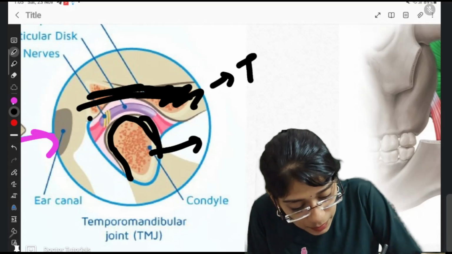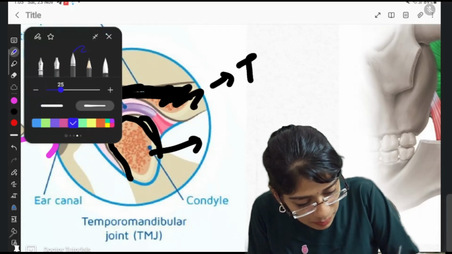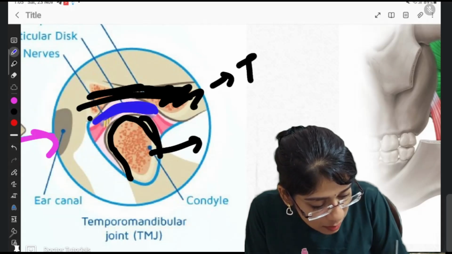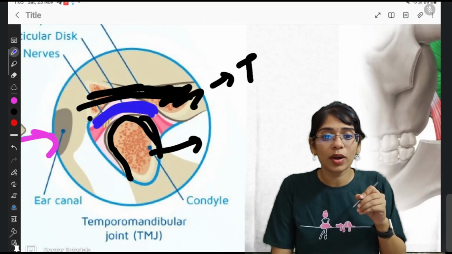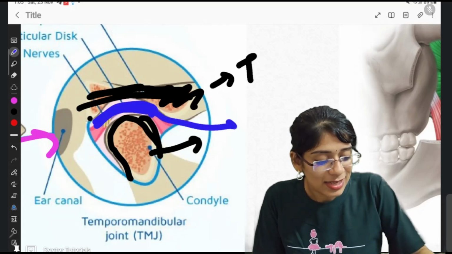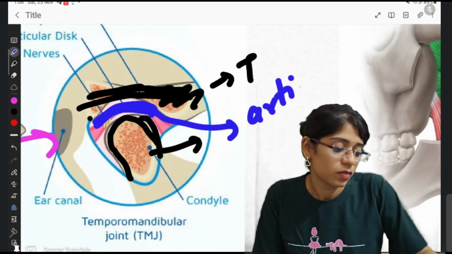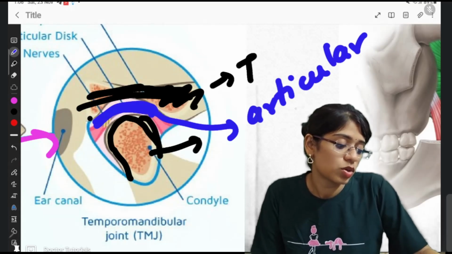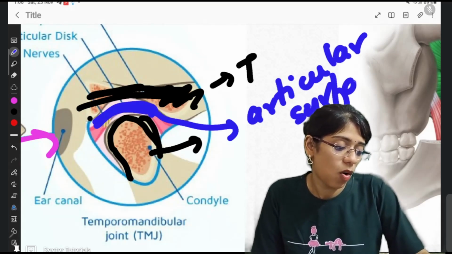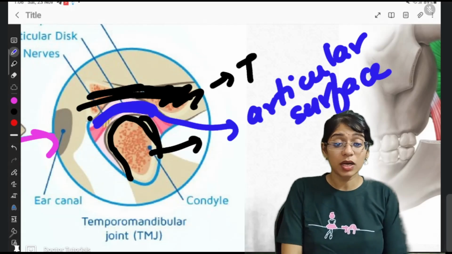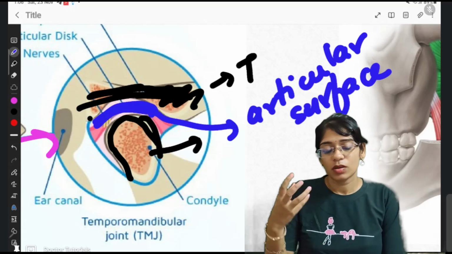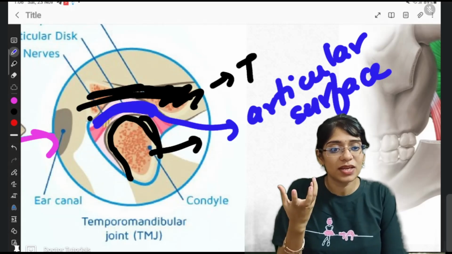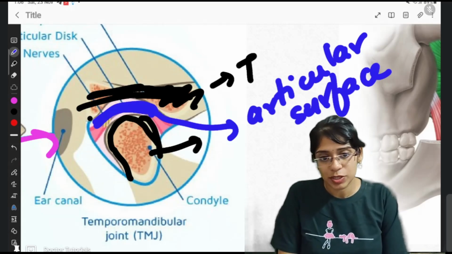mandible, and in between, can you see this blue color area that I am drawing? That area is called the articular surface of the temporomandibular joint. Articular surface, what does that mean? You know, the fibrocartilaginous part of that temporomandibular joint.